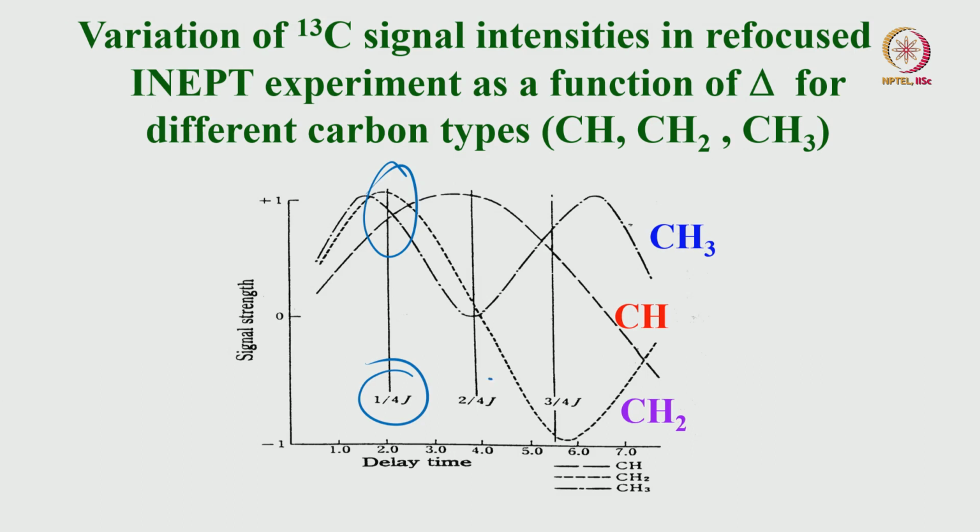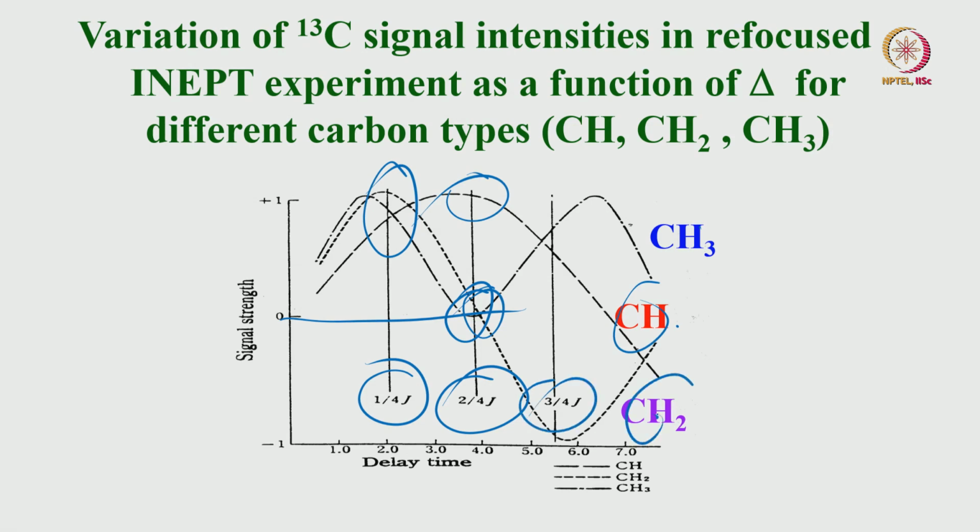At 1/2J, then what is going to happen? The CH2 carbon is positive, and the CH carbon and CH3 carbon both are zero. It is going to zero, exactly at zero, whereas the CH2 carbon is positive for 1/2J. Go to 3/4 of J. Now CH2 is negative, and both CH and CH3 are positive. So using this, you can identify different carbons.